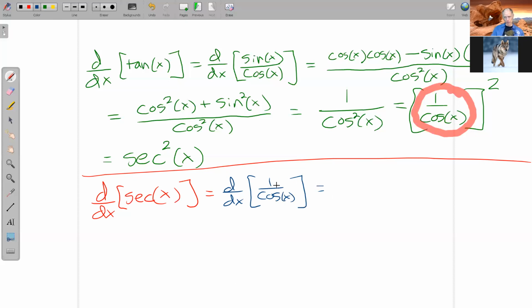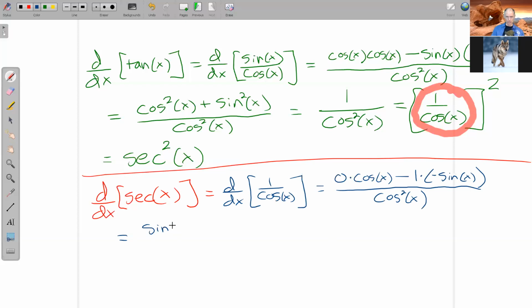Quotient rule says take the derivative of the numerator first. Derivative of 1 is 0 times the bottom function, cosine. Minus, leave the top function alone, 1 times the derivative of the bottom. Derivative of the cosine is the negative sine. All divided by cosine squared. All right, so cleaning this up, 0 times cosine is 0. Negative 1 times negative sine is sine. So I get the sine of x over the cosine squared.